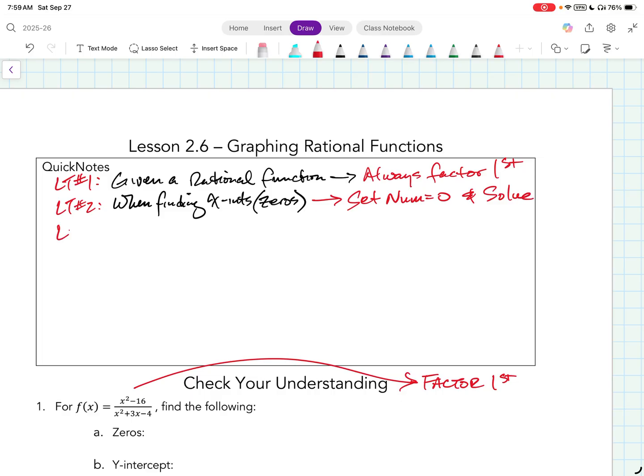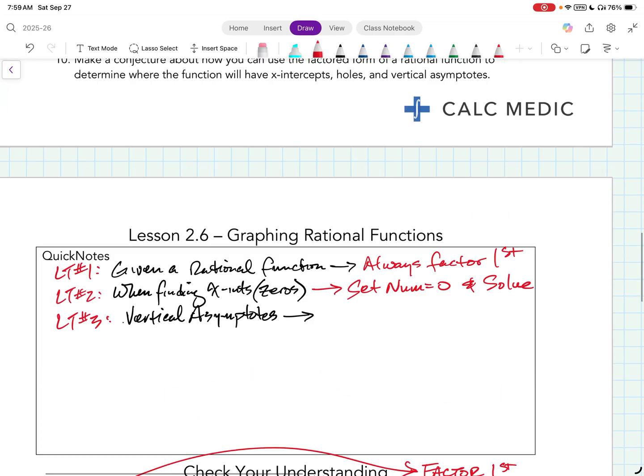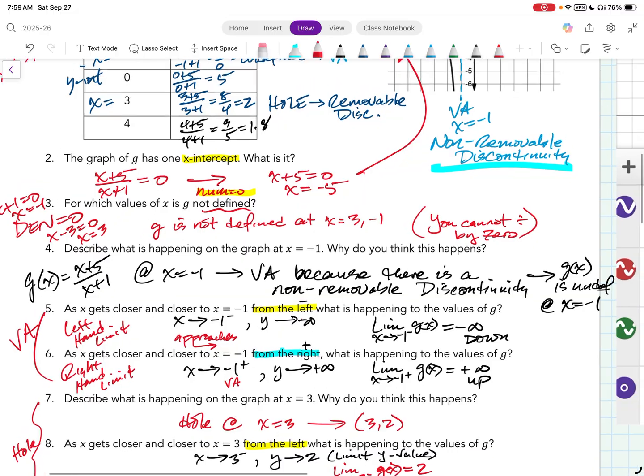Okay, next learning target, number 3. Okay, let's talk about vertical asymptotes. Okay, what do we do? Well, let's go back up there and let's see what we did, right? So you learn from experience.